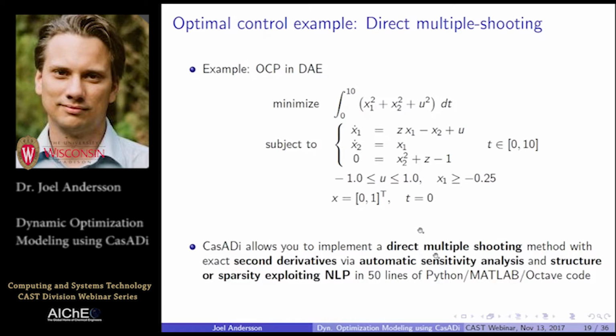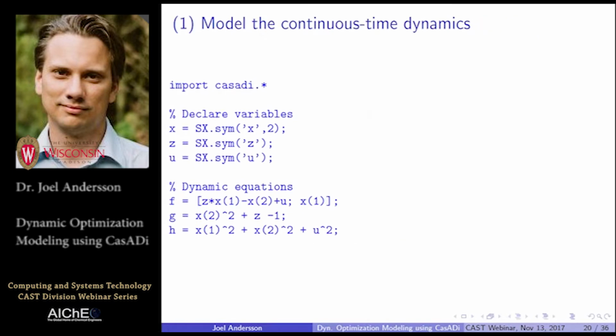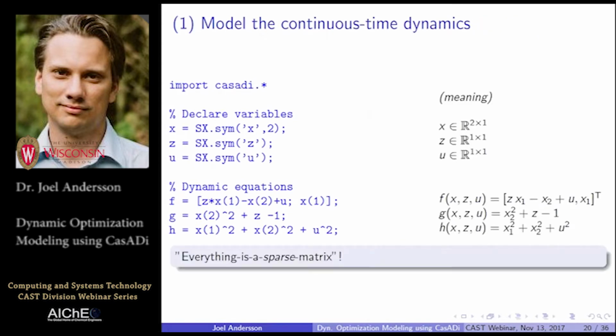And here I'm going to show how you implement methods such as direct multiple shooting, with exact second derivatives calculated via automatic sensitivity analysis, and then solved using an NLP solver code. All right. So how do you do this in CasADi? So this is CasADi in MATLAB or Octave.